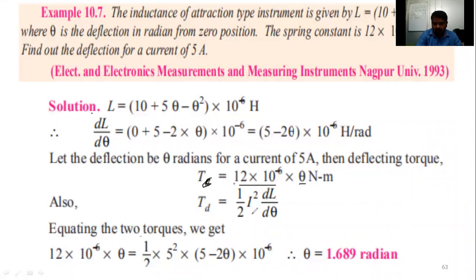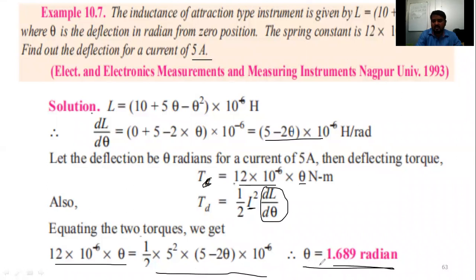TD equal to, you know that one, 1 by 2 I square dL by d theta. dL by d theta we have calculated here now. I value is already given here. 5 square equal to 25. You can use that one here. Substitute in this one, TC equal to TD. This is the TC, this is the TD here now. Substitute here. 25 into 5 minus 10 theta, and this send to this side. By rearranging the equation, you will get theta equal to 1.689 radians.